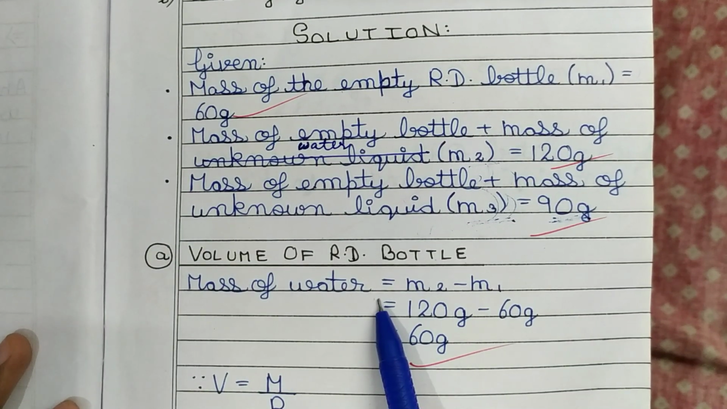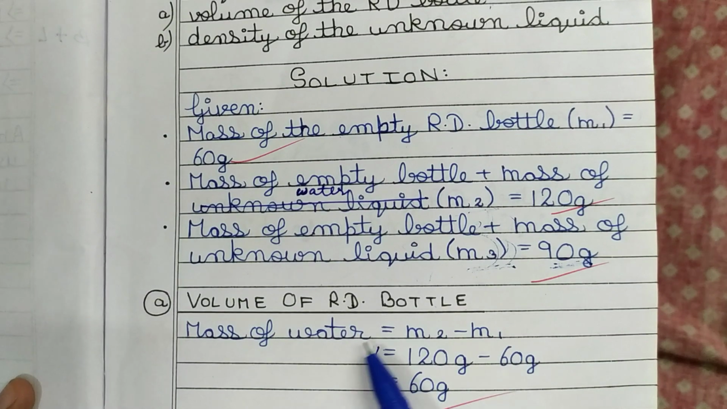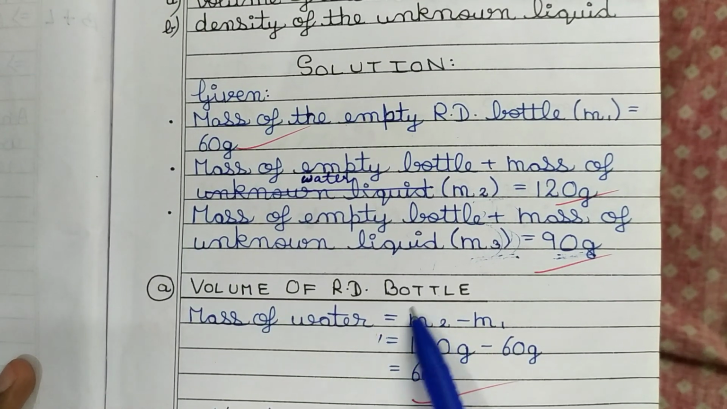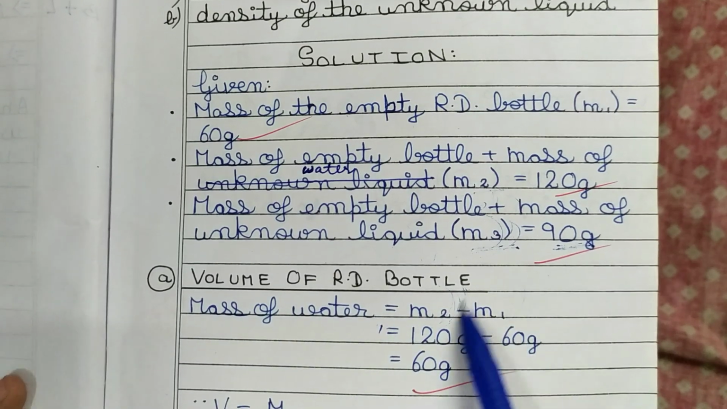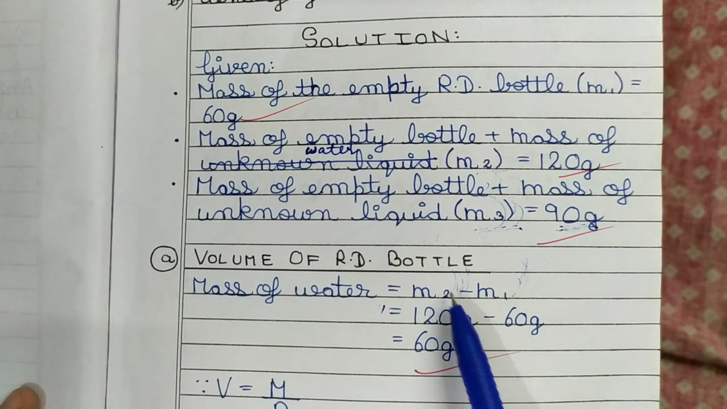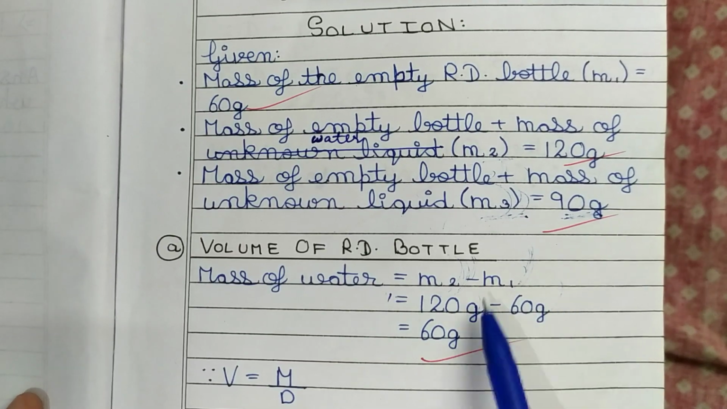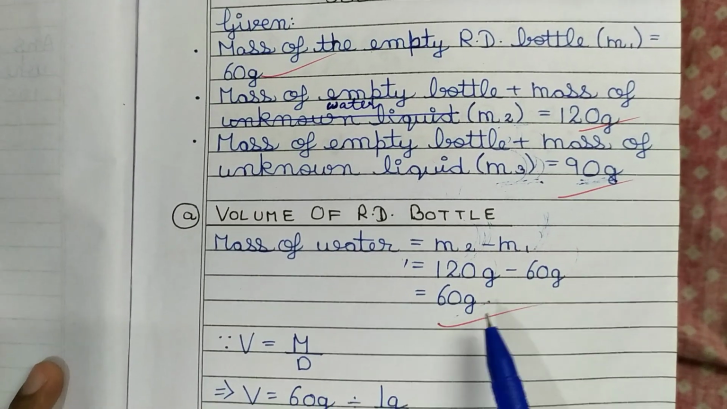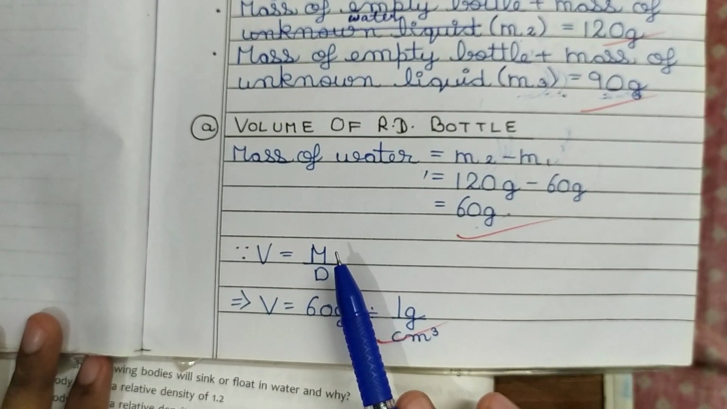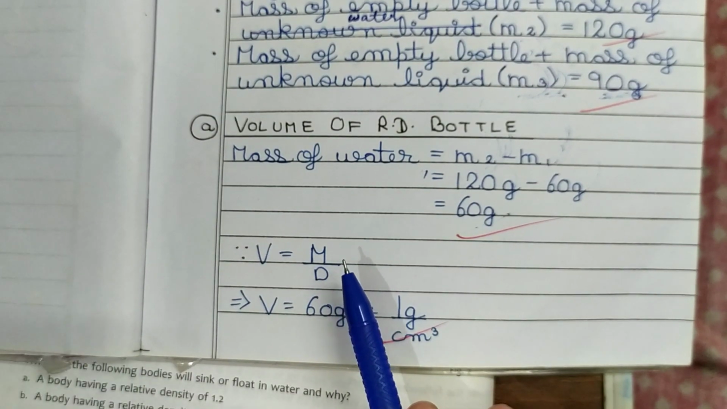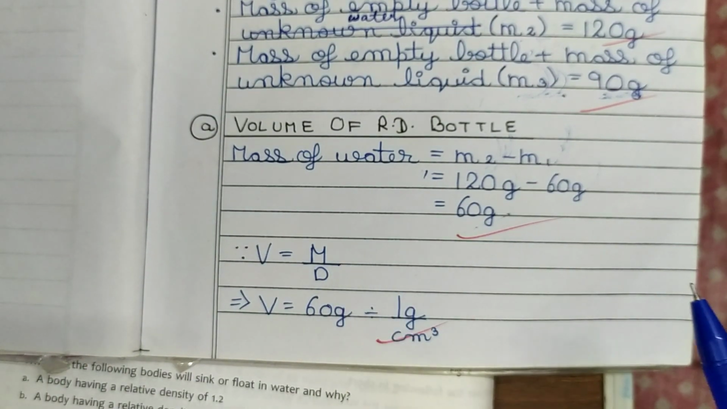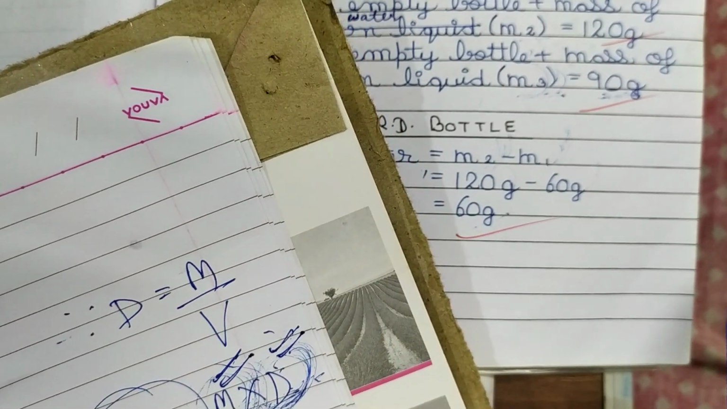How can you determine the mass of the water? This thing I have already explained. If you want the mass of the water, then the combined mass of bottle plus water, that is M2, minus the mass of the empty bottle. So the combined mass of water plus bottle, 120 gram minus 60 gram, that is 60 gram. Now since volume is equal to mass upon density.